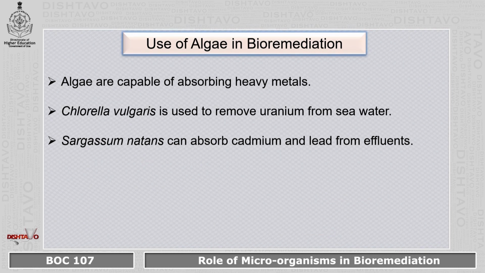Uses of algae. Algae are capable of absorbing heavy metals. For example, Chlorella vulgaris is used to remove uranium from seawater. Sargassum natans is also used to absorb cadmium and lead from the effluents.